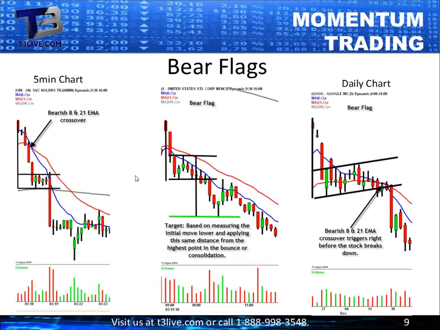So you want to make sure that if a flag breaks the wrong way, you're getting out of your stock. You don't want to get caught, basically, for lack of a better term, you don't want to get caught in your stock and lose your head. So with that, that's bear flags.